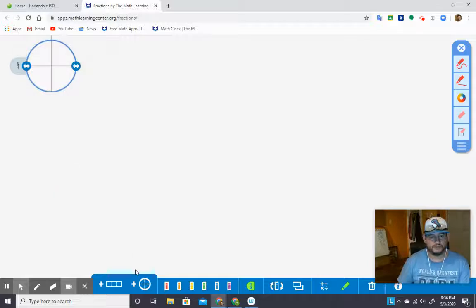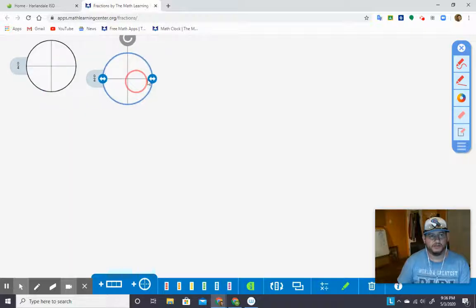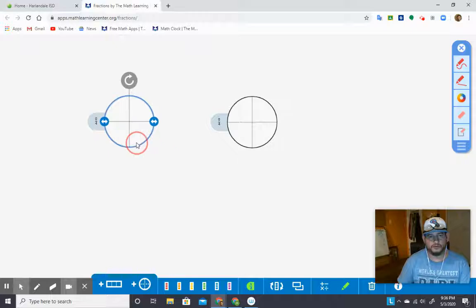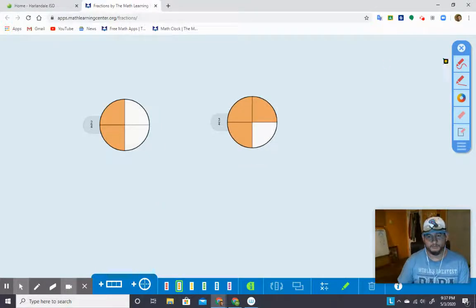So there's one. I'm going to make them both 4 equal parts. So my denominator is going to be 4 for both of them, right? So my denominator is 4 for both of them. That is the bottom number. Now, I'm going to go ahead and fill these two in. And I'm going to go ahead and fill these three in.